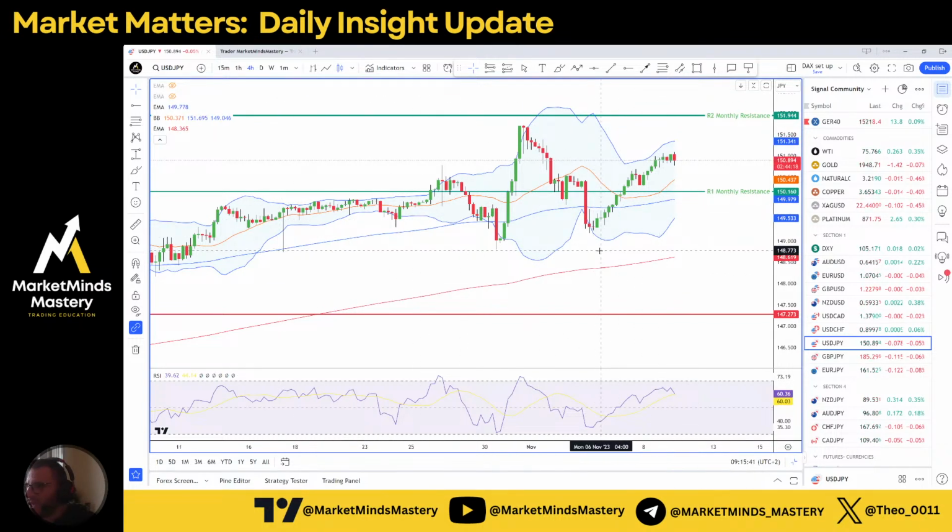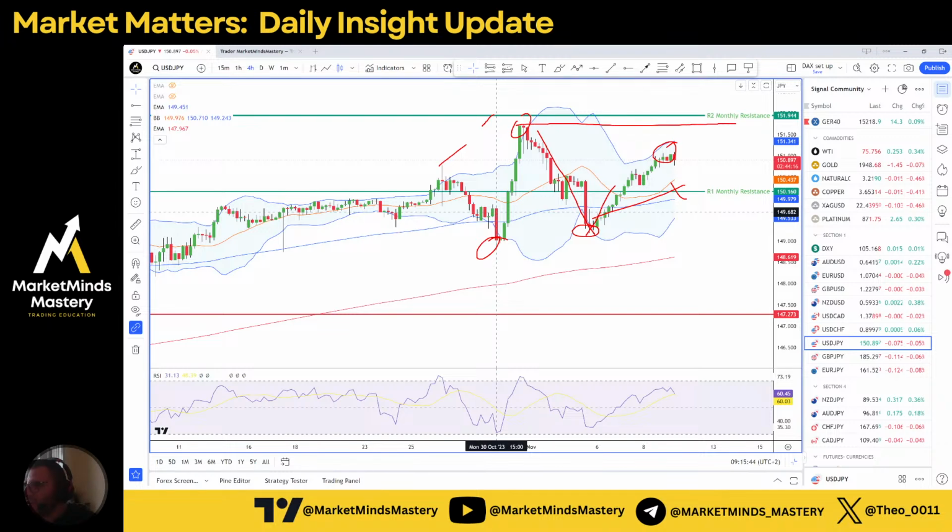I really don't have any kind of bias here because price makes, let's say, a higher high, then it retraces almost 100% and it penetrates this monthly resistance. Now it's up there, so it's not clear. Either I will wait for the price to come here, reject it and go short, or I will wait for the price to come here, reject it and see if I will go long.